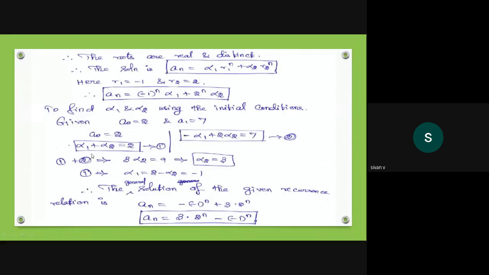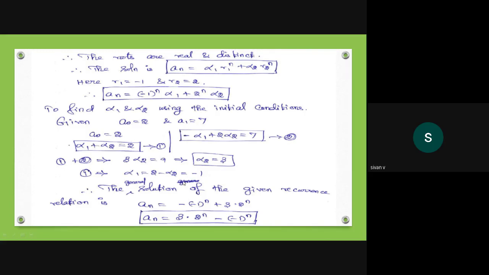Straight away you can add equations 1 and 2. Minus alpha 1 and alpha 1 cancel each other. Alpha 2 plus 2 alpha 2 becomes 3 alpha 2, and 2 plus 7 is 9. So 3 alpha 2 equals 9. Therefore, alpha 2 equals 3, and substituting this alpha 2, we get alpha 1 equal to minus 1.